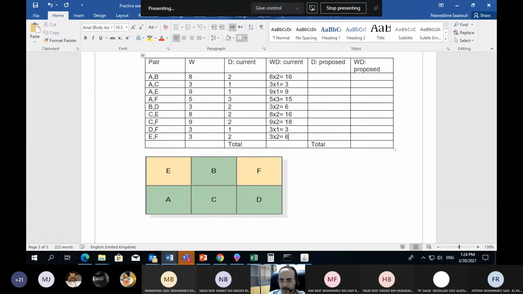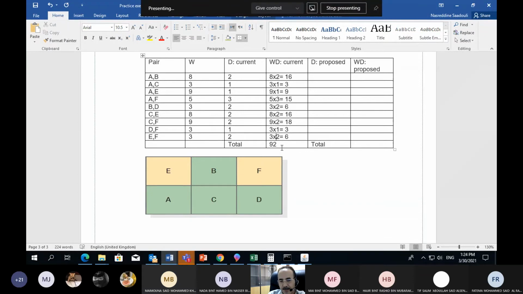All right. So it's very straightforward. Once I have the weights and the distances, it's just a multiplication, and then it's like a sum product. The total is the sum of all of the WD scores for the individual pairs. So 16 plus 3 plus 9 plus 15 plus 6 plus 16 plus 18 plus 3 plus 6, which is equal to 92. Okay, it's 92.